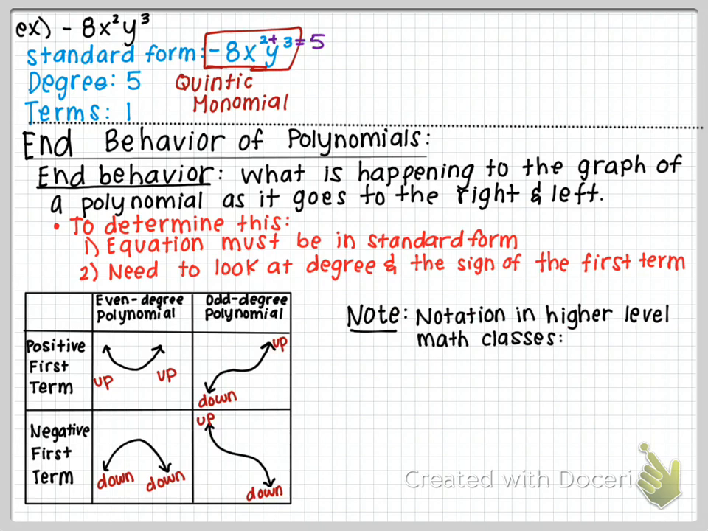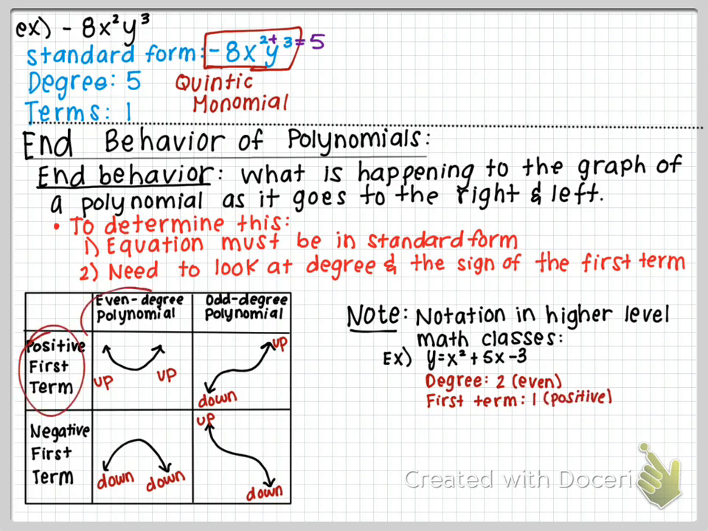Okay, so notation in higher level math classes. For example, after this class is pre-calculus. In pre-calculus, if you're given an example like this, first of all, is this in standard form? Yes. We have a degree of 2, which is even, right? So we're looking here on our table, and we have a first term that is positive or negative? Positive, because the first term is 1. So we have a positive first term and even degree polynomial, so the graph's going to be up and up.